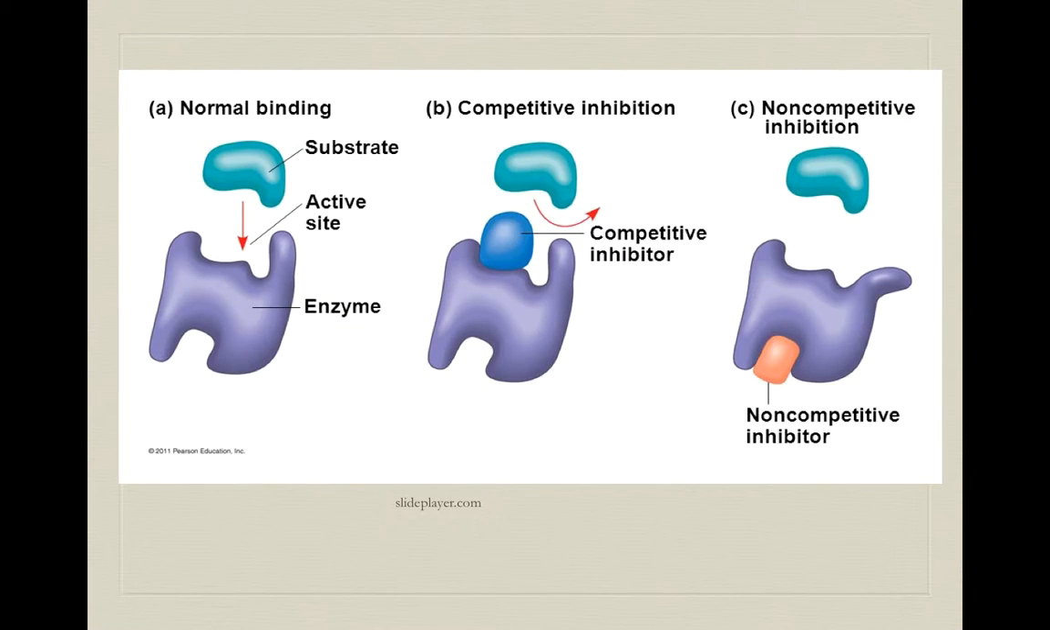So this is just what the different types of inhibition look like. So you can see the normal binding first, where the substrate fits perfectly in the active site. Then you see the competitive inhibition, where there's the inhibitor right there preventing the substrate from coming into the active site to catalyze the reaction. And finally, you see the non-competitive inhibitor, which you can see the allosteric site on the other side of the enzyme, on the other side of the active site. It attaches there, and then it changes the shape, and now the substrate cannot fit in to the active site, and it cannot catalyze the reaction.